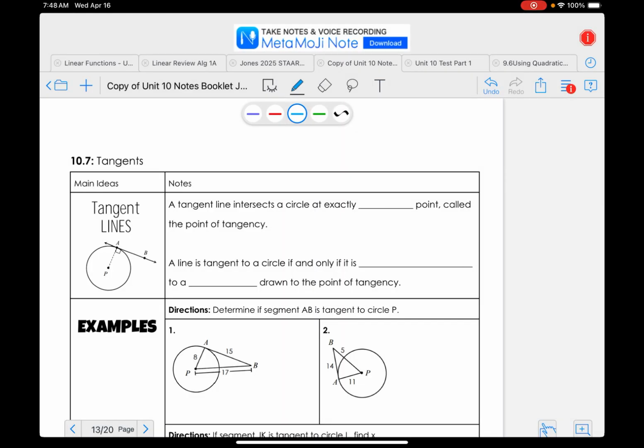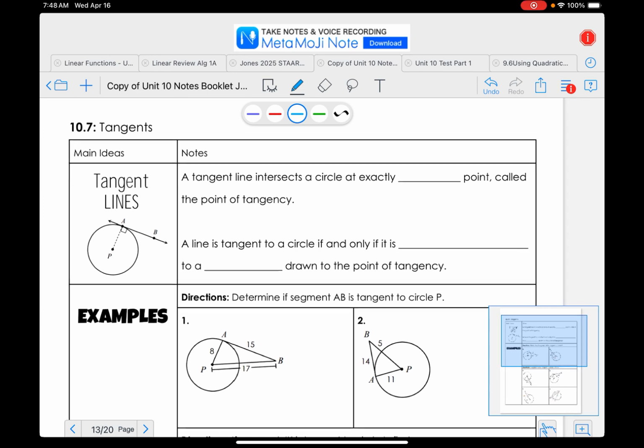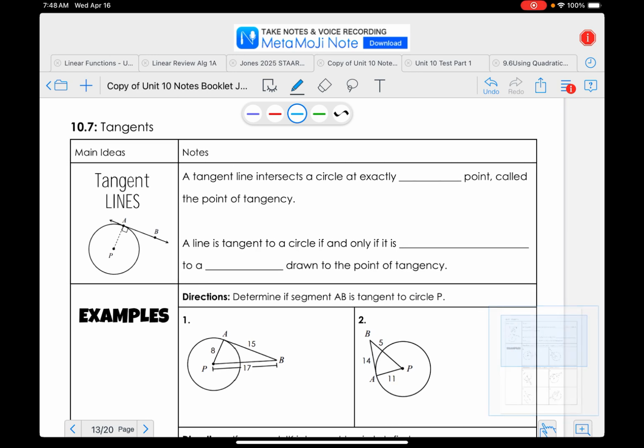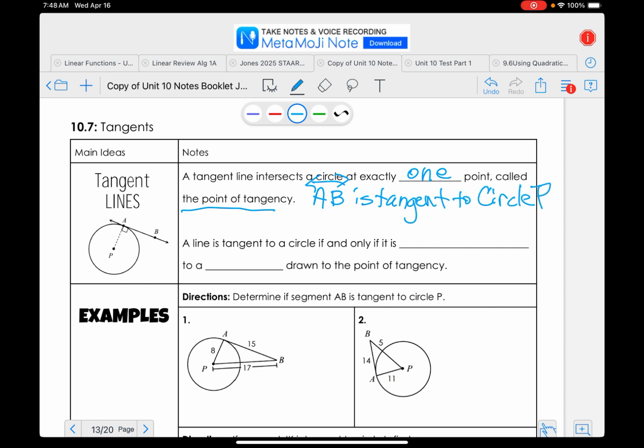Today we're still on circles and we're learning some theorems and properties of tangent lines. Remember that a tangent line intersects a circle at exactly one point, and that's called the point of tangency. So in our picture to the left, line AB is tangent to circle P, because we name a circle by its center, at point A. Line AB only touches, it just bumps up against the circle and only touches it at point A.